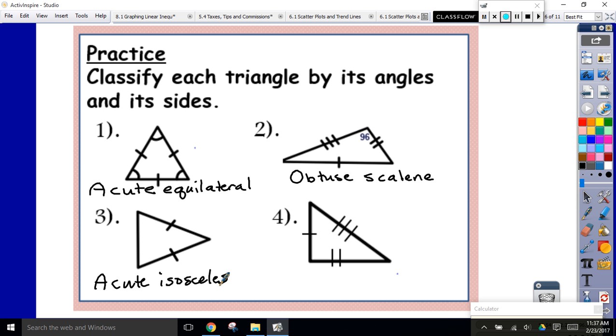Okay, number 4. Let's go for both terms. Max, what would you call number 4? Right, scalene. Good. You guys have that right? Right, scalene. Okay, any questions about this classification?